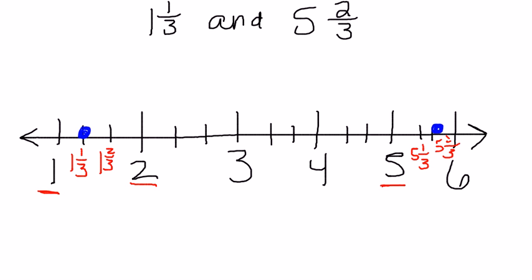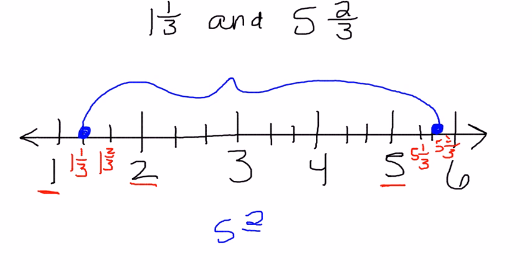So I want to know the distance between these two points on a number line. Note that the distance between 5 2/3 and 1 1/3 is the absolute value of their difference. So that means 5 2/3 minus 1 1/3.